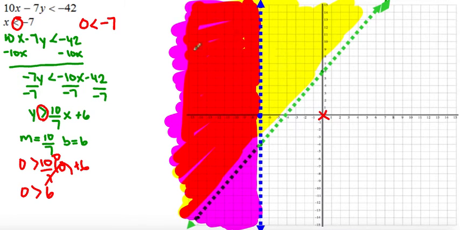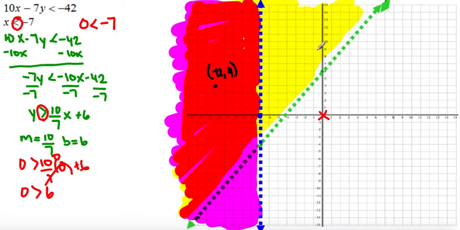Okay, so everything that's in this orange-red area is a solution. So for example, like this point right here, negative 12, 4 is a solution. But we can't have solutions on the dotted lines because they're dotted.